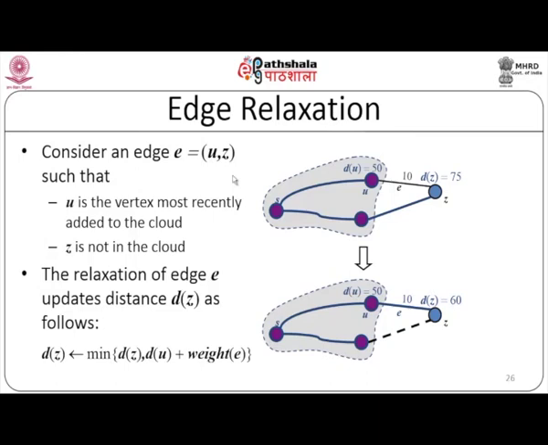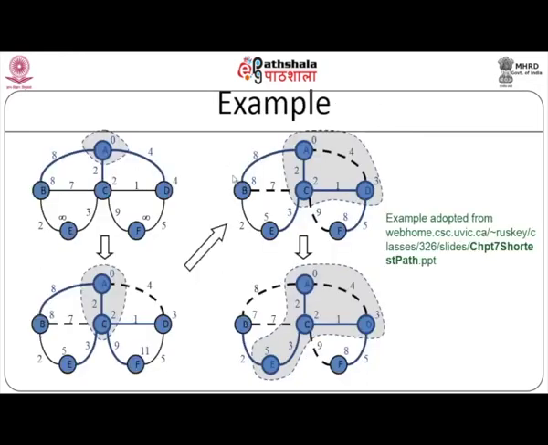Now, the relaxation of edge E updates the distance of dZ as follows. dZ is the minimum of dZ and du plus E. So, du plus E is 60, and dZ, in some step, has been calculated as 75. Now, because of the lower edge, it has become dZ equal to 60. So, that is the edge we have to consider and the other edge is removed. So, this is the edge relaxation.